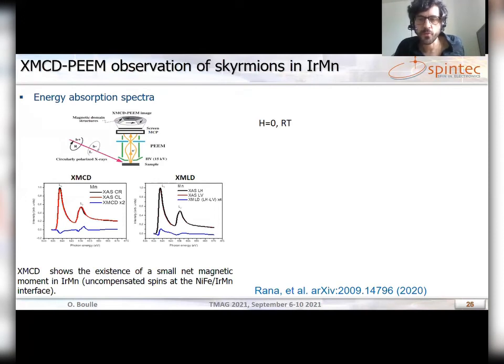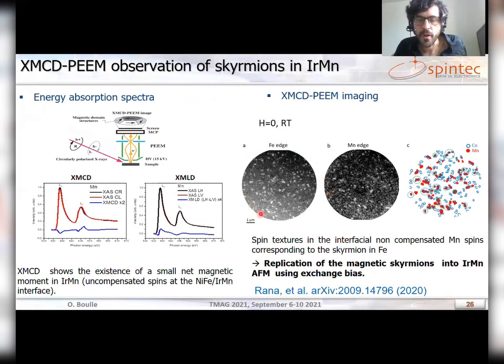And to observe the skyrmions, we have used the X-ray magnetic microscopy technique, XMCD PEEM. By tuning the X-ray energy at the iron edge, we are able to observe the magnetic skyrmions in the ferromagnetic layer. And when looking at the manganese edge, corresponding skyrmionic textures are also observed, which corresponds to the XMCD signal of the interfacial non-compensated spins in the iridium manganese antiferromagnet. So this result demonstrates the replication of the magnetic skyrmions into an iridium manganese antiferromagnet using exchange bias.